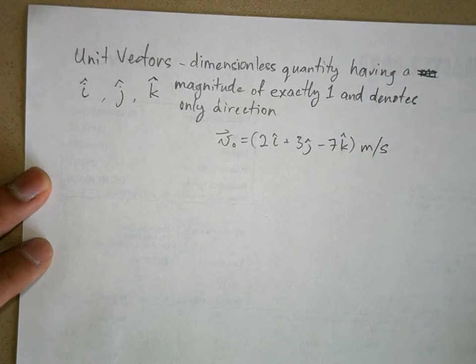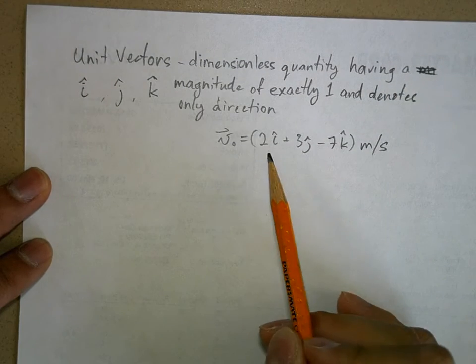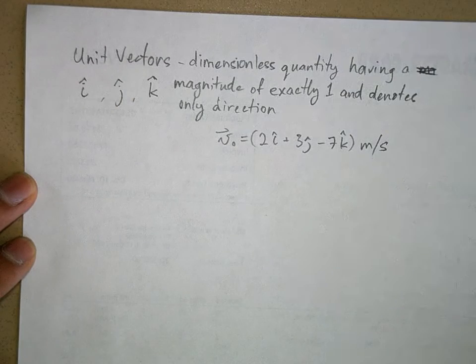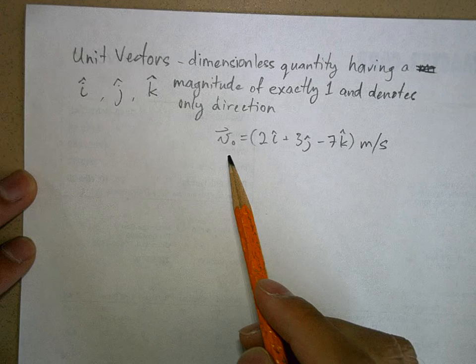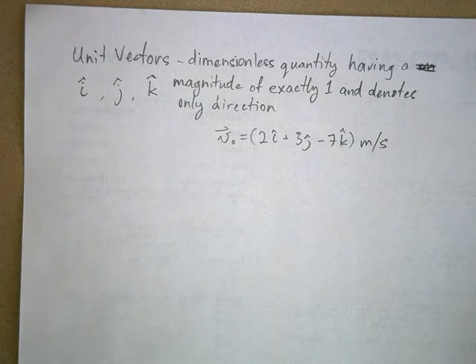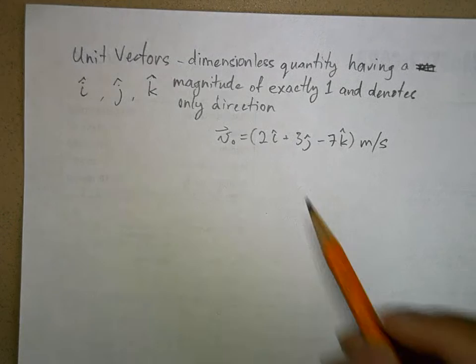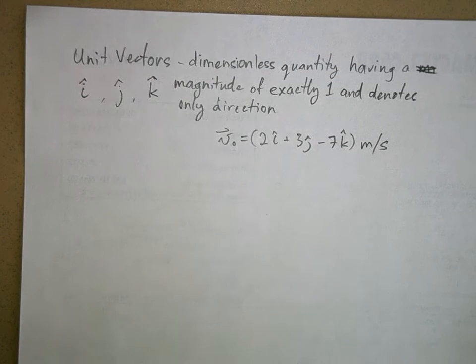Okay? The problem is, if i hat has a dimension, dimensions include seconds, meters, kilograms, pounds, but that's not SI, so I don't use pounds. But if i hat had a dimension, then all of a sudden your velocity component has improper dimensions, right? Your velocity vector needs to have some kind of unit of length over some kind of unit of time, whether that's feet per minute, miles per hour, kilometers per, I don't know, year.